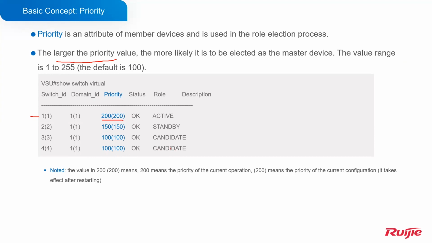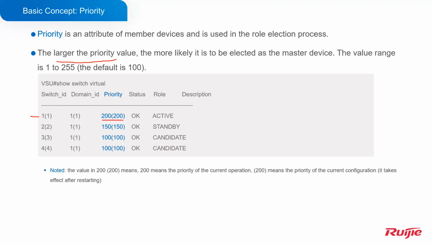When we select master, by default, we will compare the priority. The higher value will be better. But in some scenarios, we don't change the priority value. That means our values will be the same. All of them will become 100. Then we will compare the switch ID, and the smaller switch ID will be better. That means switch 1 will be better than switch 2.